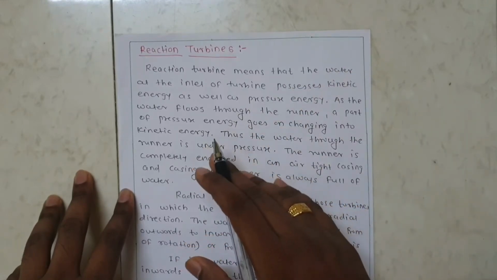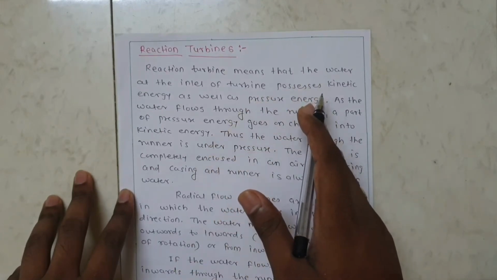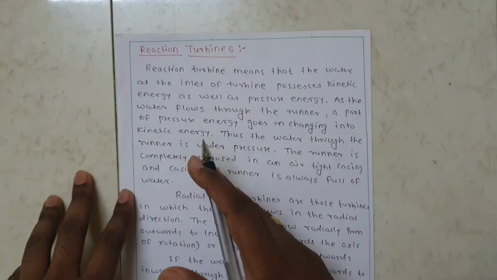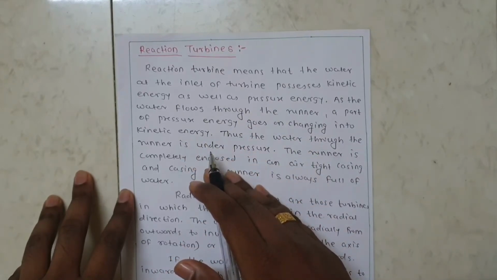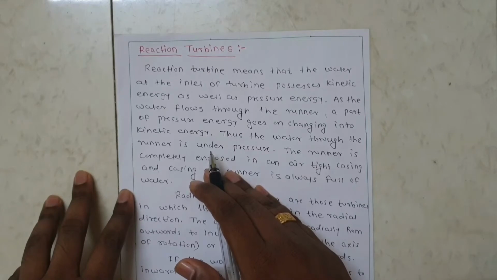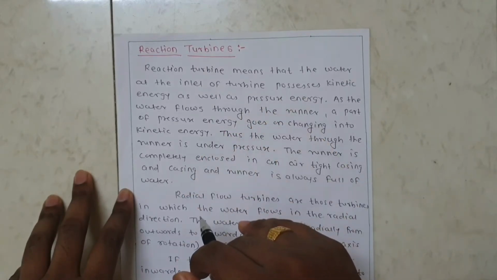And a hydraulic machine is a device which converts hydraulic energy into another form of energy, or another form of energy into hydraulic energy. That means in hydraulic machines, the input form of energy is the hydraulic energy, or the output form of energy is the hydraulic energy.